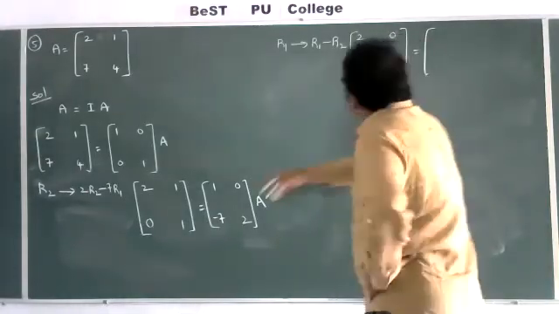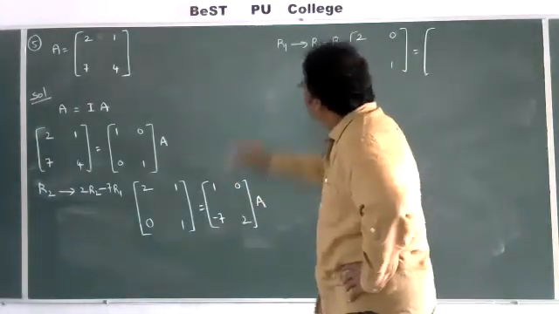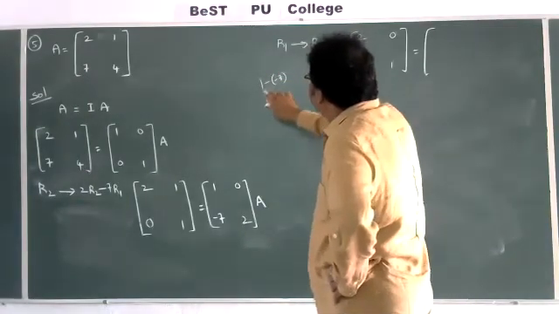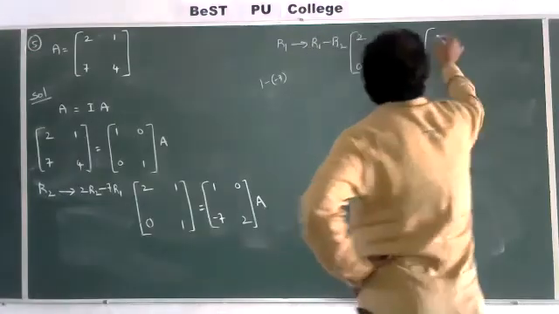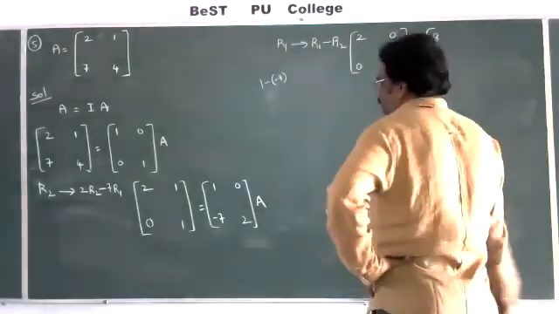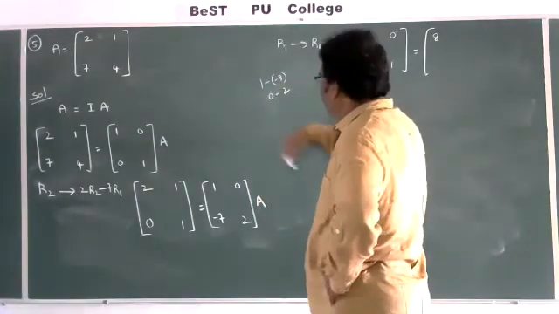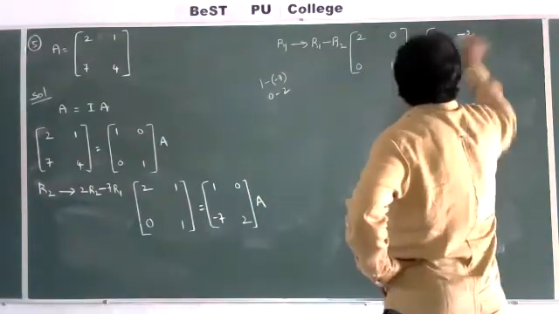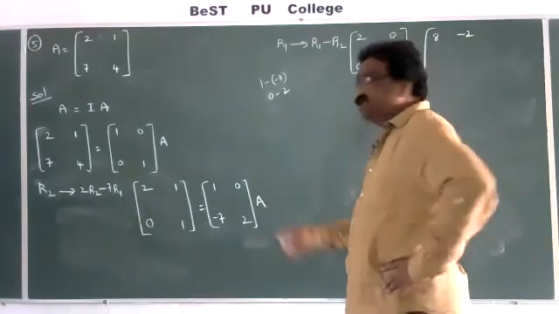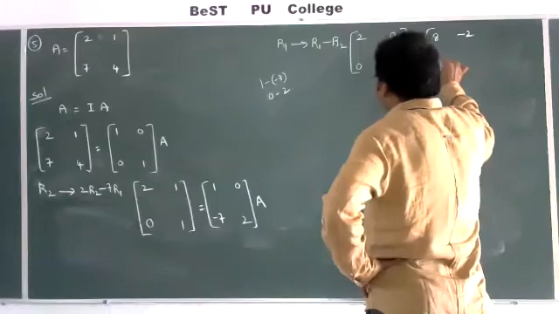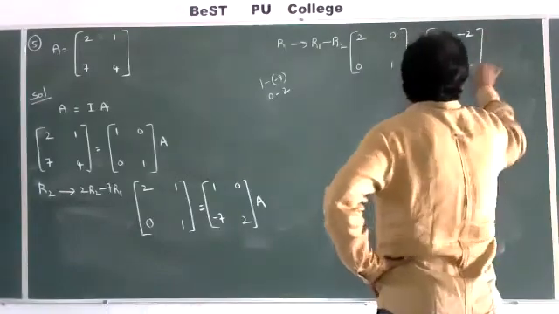1, 1 minus of minus 7, that is plus 7. 1 plus 7, that is 8. Next, 0 minus 2, that is minus 2. Second row is same, minus 7 and 2, A.